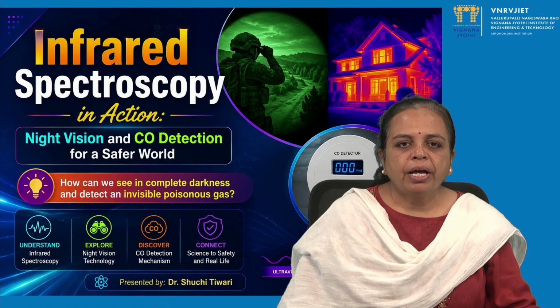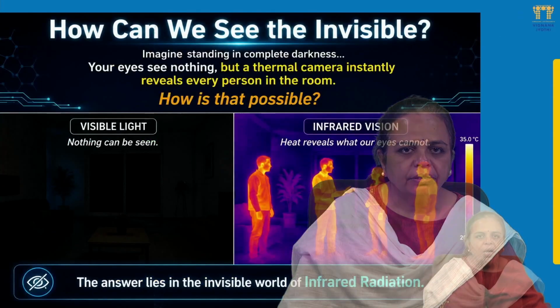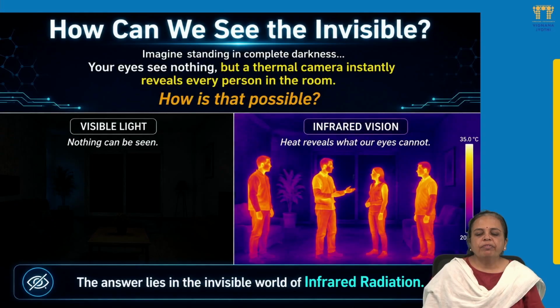For that, I am giving today's talk with the slide. How can we see the invisible? What is the principle involved in infrared spectroscopy? You can see in this slide there is one area that is dark, where nothing can be seen with our normal eyes. But when we detect with infrared vision, we are able to detect it.